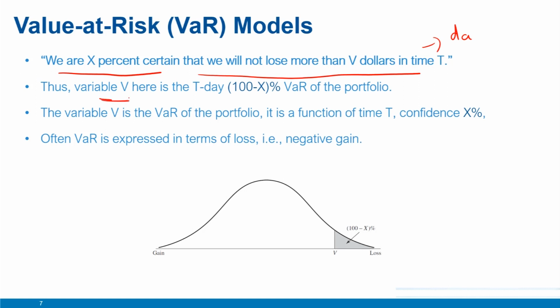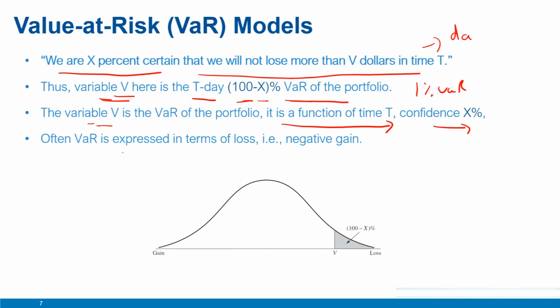So the variable V here, which is the value that we will not lose, is the t-day, 100 minus X percentile VaR of the portfolio. I repeat, V here is the t-day, 100 minus X percentile VaR of the portfolio, for example the 1% VaR of the portfolio. This VaR, variable V, which is the VaR of the portfolio, is a function of the time period under consideration and the confidence level X.